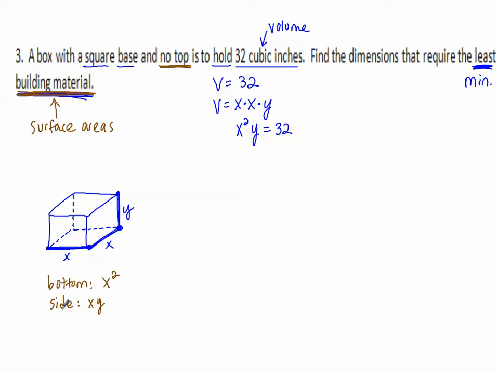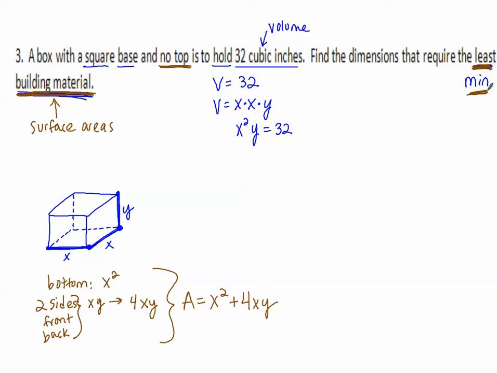So the two sides, the front and the back are all x times y. So all of those together make 4 xy's. Two sides, a front and a back, 4 xy's. So put these together and the building material, or the surface area, I'll call it A for area, is the bottom put together with the 4 sides, front, back, left, right. So this is my equation that I'm trying to find a minimum for, the least of that.